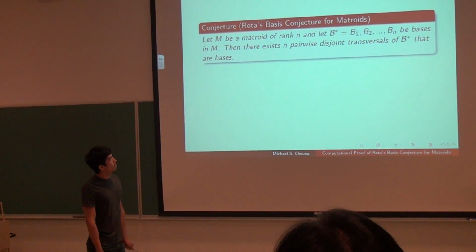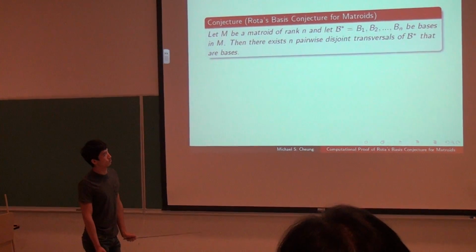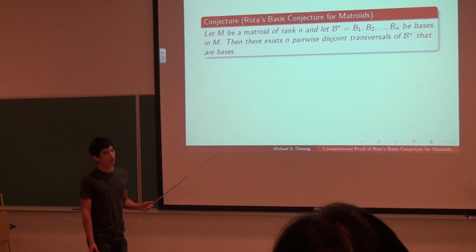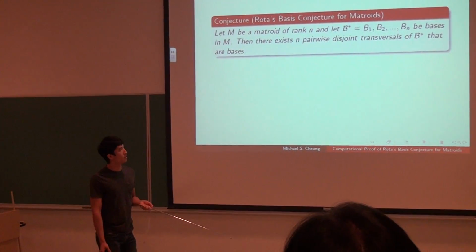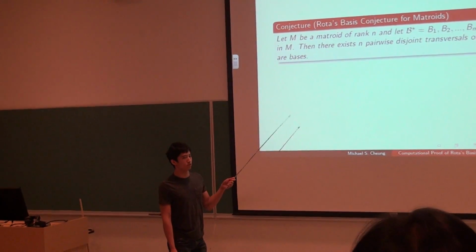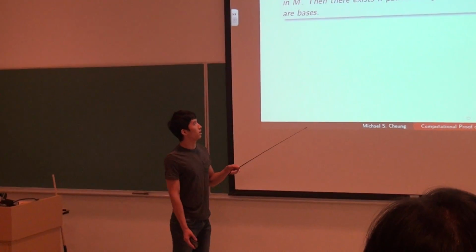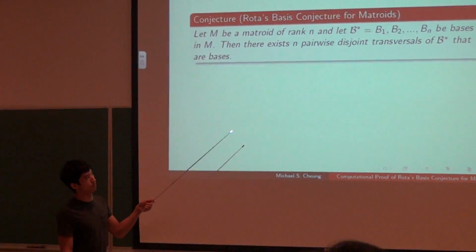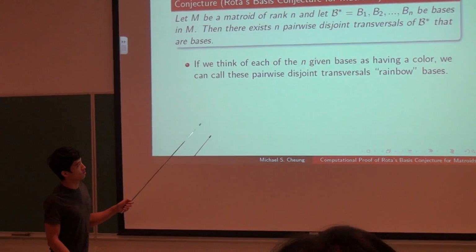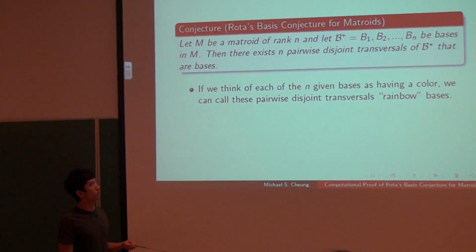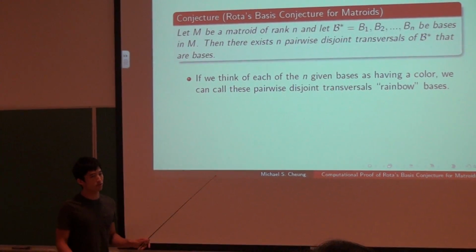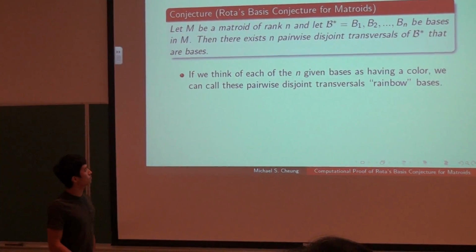So this generalized conjecture for matroids is what I've been working on. Basically you have a matroid of rank n as opposed to a vector space of dimension n. And so you have n bases. You're given n bases in that matroid as opposed to n bases in a vector space. And it just says there are n pairwise disjoint traversals of those bases that are bases. So if you think of each of the n given bases as having a color, we just call these pairwise disjoint traversals rainbow bases, and you want n of those.